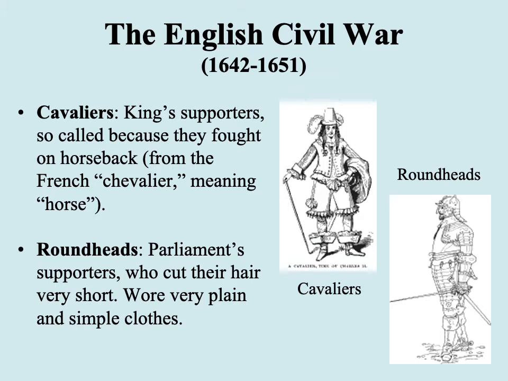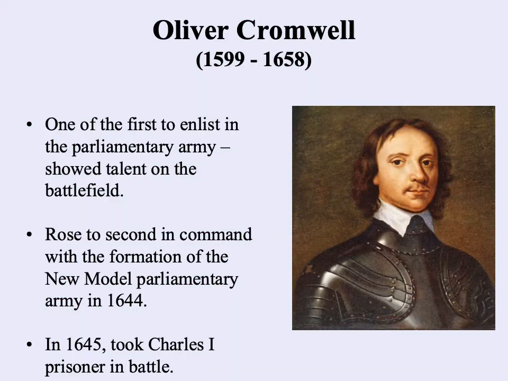And so even though initially the Cavaliers are going to do fairly well, eventually the Roundheads are going to become dominant. Now, one factor in favor of the Roundheads is that they do have some pretty impressive individuals among their leadership, one of whom, who eventually becomes the dominant figure among the supporters of the Parliament, is Oliver Cromwell. So he's one of the first to enlist in what's referred to as the Parliamentary Army.